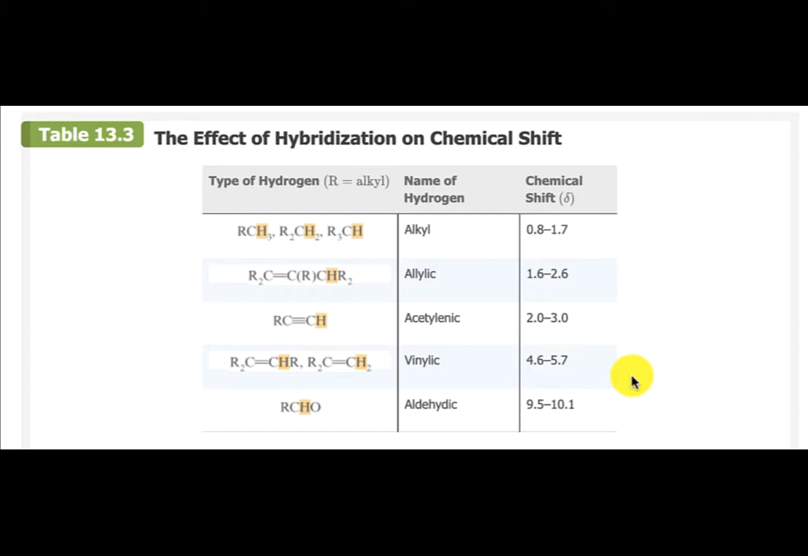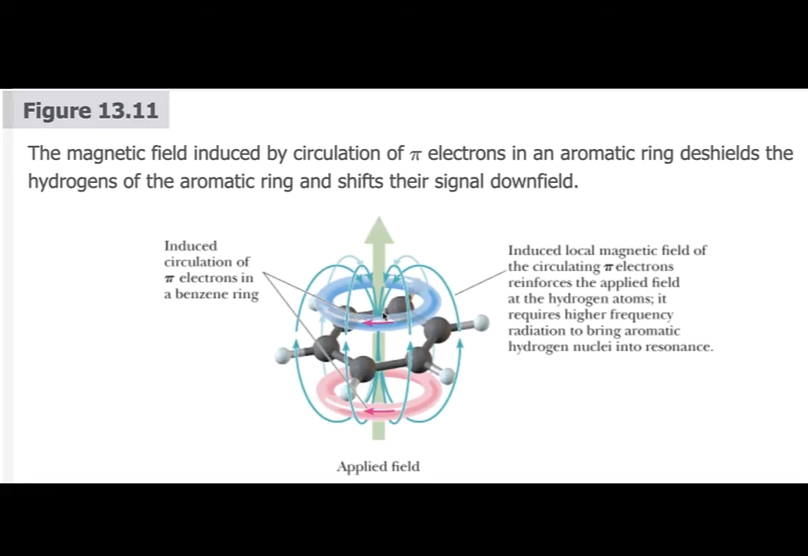All right, now we've got to talk about benzene. It's been a while since we talked about benzene, so we're going to talk about the NMR of benzene. Here's a figure from our textbook. This is figure 13.11, and it shows how benzene is affected by both the applied magnetic field as well as a magnetic field that is present in benzene due to the delocalization of the pi electrons.